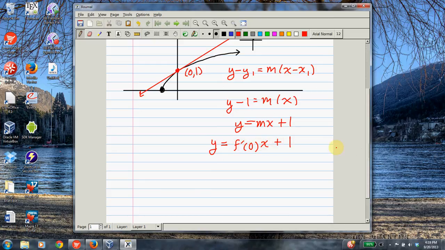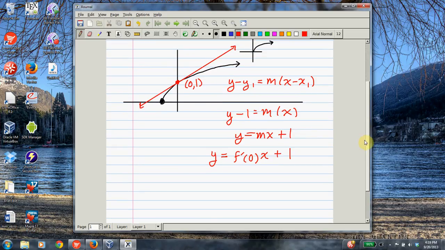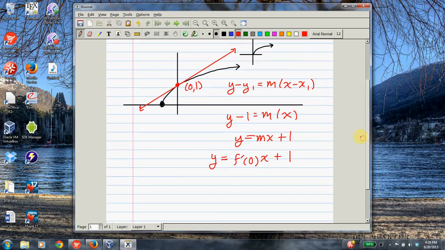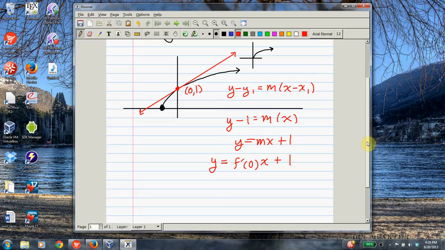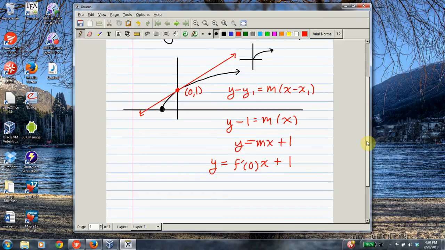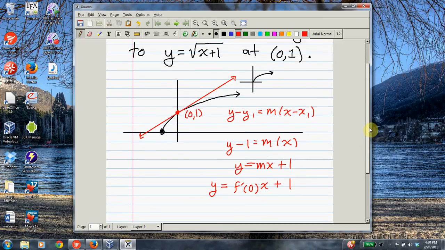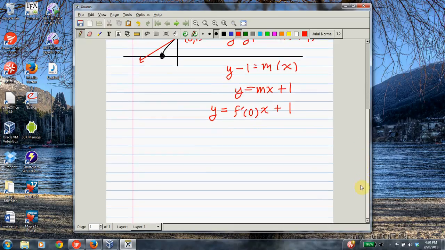Because of the meaning of the derivative, this is just f prime of 0 times x plus 1, okay? That's because one way to understand the derivative is that you put in a value and the derivative spits out the slope of the tangent line to the original function at that value, right? Okay, so let's go to the definition of the derivative. What should f prime of 0 be? It's going to be the limit as h goes to 0 of f of 0 plus h minus f of 0, over h.